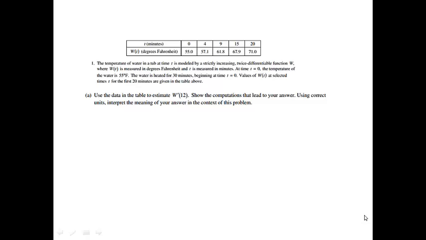Part A. Use the data in the table to estimate w prime of 12, show the computations that lead to your answer, and using correct units, interpret the meaning of your answer in the context of this problem.